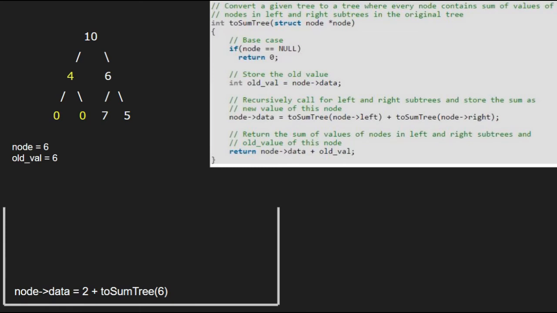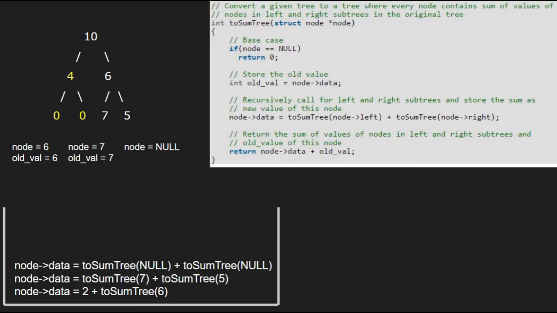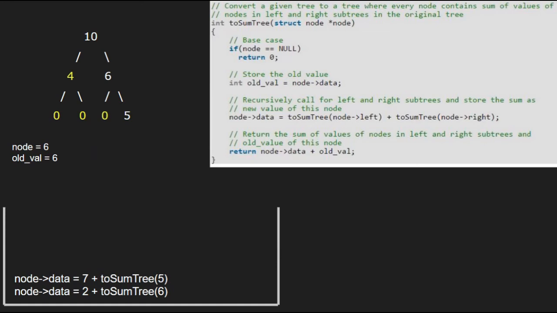Again we call for the left and right subtree of node 6. Now node will point to 7. Also old val will be equal to 7. Now we pass the left and right child of node 7. Since both are null, node will now point to null. Since node is pointing to null, we return 0. Again we pass the right child of 7 which is also null. Since node is pointing to null, we return 0. Then we replace node by 0 plus 0. Hence 7 will be replaced by 0. We return node plus old val. Hence we return 7.